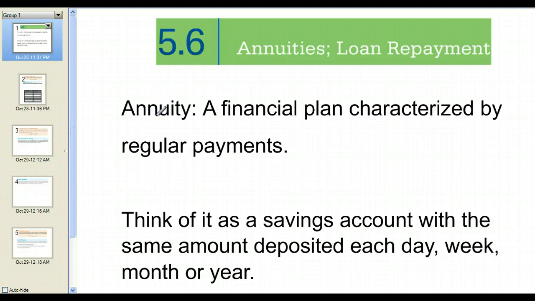This section is dealing with annuities and loan repayments. So I tell you here, an annuity is a financial plan characterized by regular payments, meaning it's the same amount that comes out every month. Also think of it as not just a payment, but also like a deposit, like if it was a savings account. So think of it as a savings account with the same amount being deposited each day, week, month, or year. But you could also think of it as a loan, and you make the same payment each month. That's what we're kind of more familiar with, unfortunately.